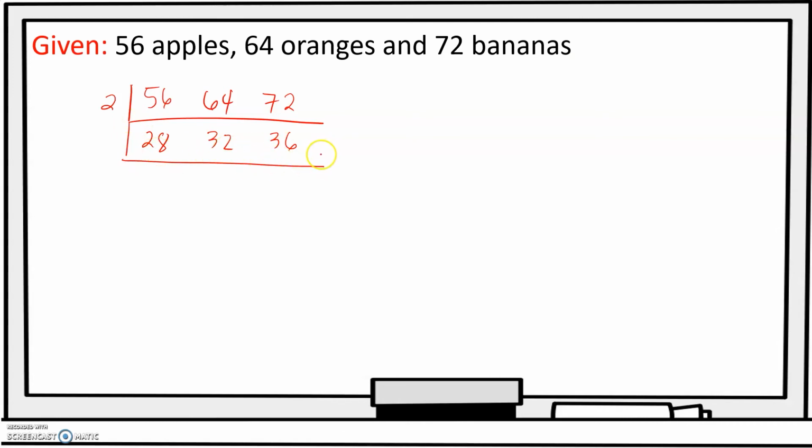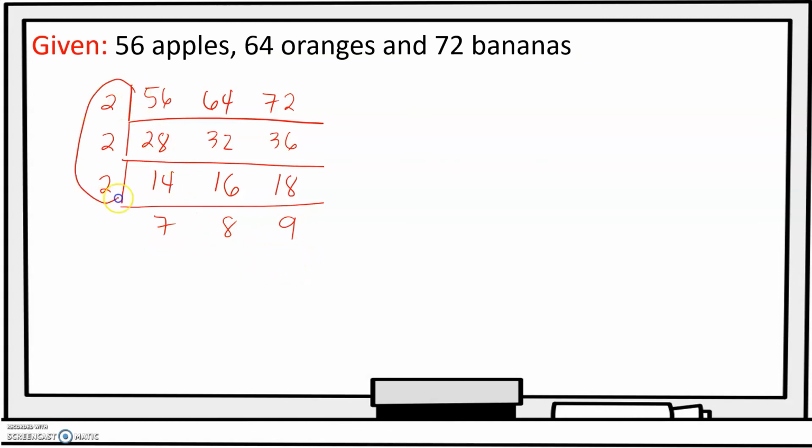Again, our numbers are even numbers, so we'll divide them again by 2. 28 divided by 2 is 14, 32 divided by 2 is 16, and 36 divided by 2 is 18. The numbers we have are again even numbers, so let's divide them again by 2. 14 divided by 2 is 7, 16 divided by 2 is 8, and 18 divided by 2 is 9. This time, 7, 8, and 9 are relatively prime, so we'll stop our division here.